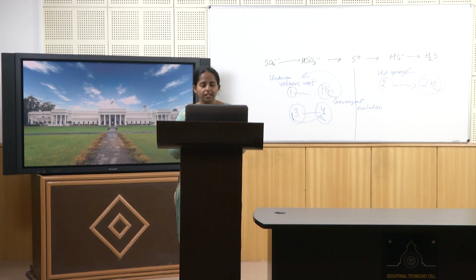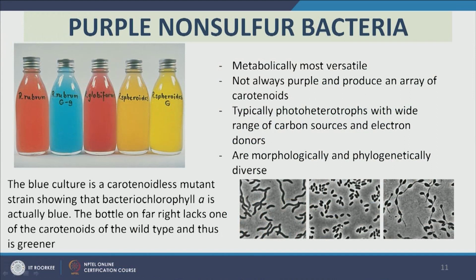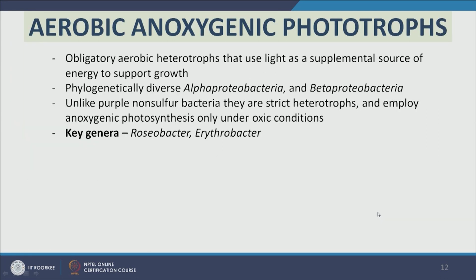They are morphologically and phylogenetically very diverse, and there are 3 bright field microscopy pictures here trying to give you an idea of the morphological diversity of purple non-sulfur bacteria. And then we have aerobic anoxygenic phototrophs. These are aerobic, so they live in air, but they do not produce oxygen, and they are phototrophs.